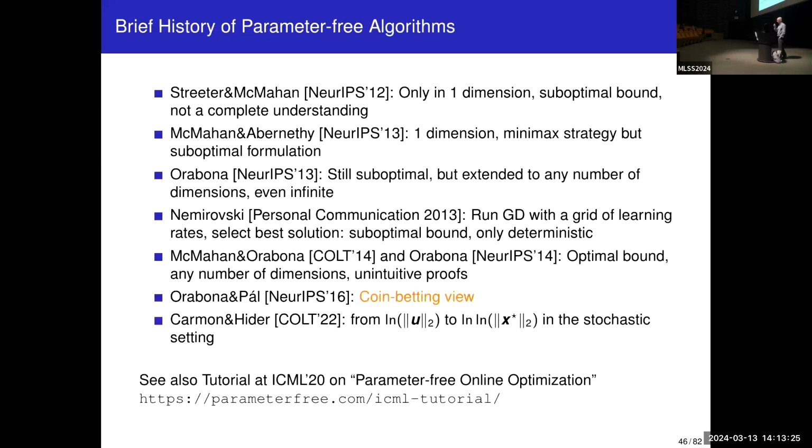Okay, so let me show you a brief history of parameter-free algorithms. Let me show you this coin betting view that will allow us to go beyond the very simple example I showed you, which was just one-dimensional, just non-negative numbers, to something that works in Hilbert spaces and Banach spaces as well. This entire field of parameter-free algorithms started from a single paper at NIPS 2012, by Brendan McMahan and Matthew Streeter, that showed that this was possible in one dimension. It was possible to obtain the right bound in one dimension.